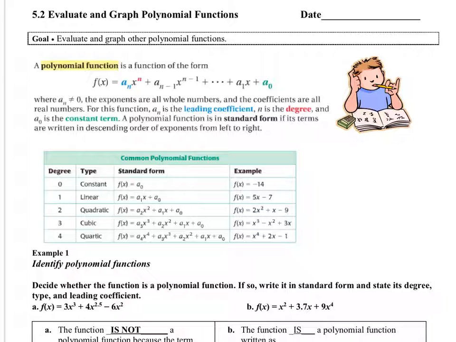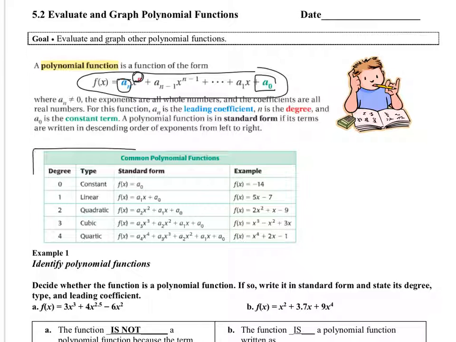First off, let's look at a polynomial function. This is just standard notation. You'll see this in all textbooks. This a sub n is the leading coefficient, this n is the degree, and a sub 0 is called the constant term. And this is basically its standard form.